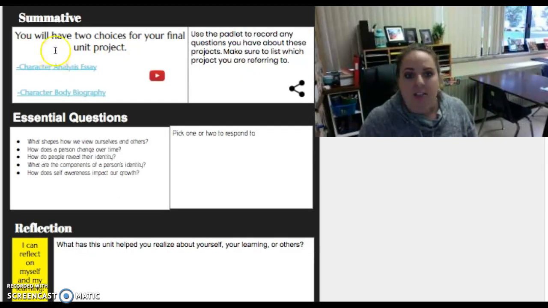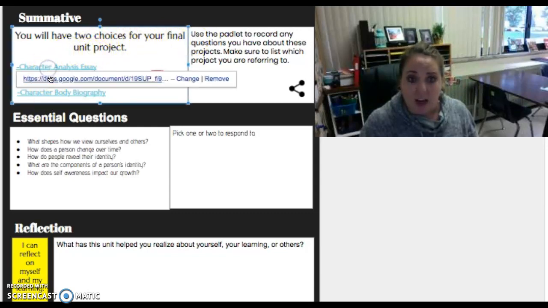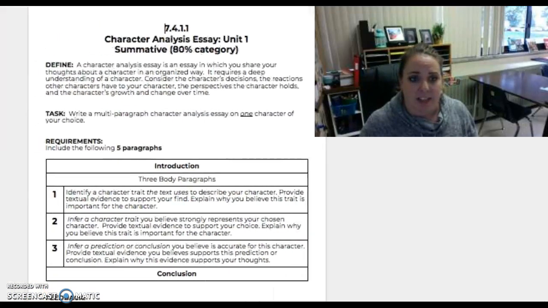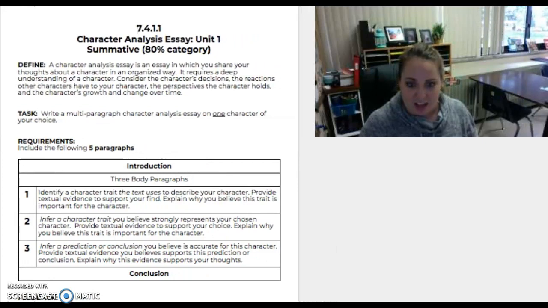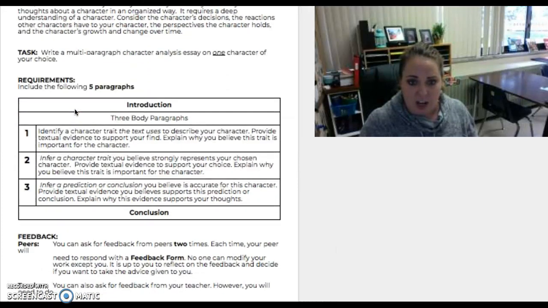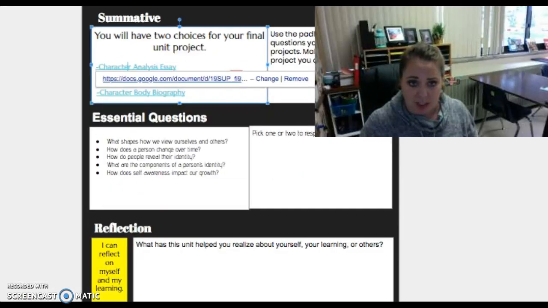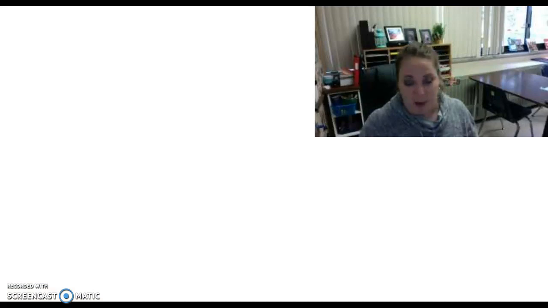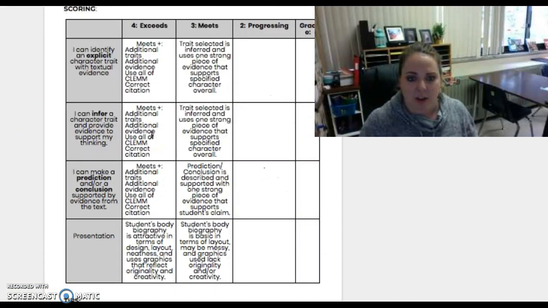The last page is all about the end of the unit. So no one should really have done anything in here yet necessarily, but there's this summative section, and it says you will have 2 choices for your final unit project, and there's 2 different links here. This one's going to take you to the explanation of the character analysis essay. And so there's directions here about what you'll need to know and do if you choose to do that project. And then, of course, the other link is going to take you to directions on the body biography, right?